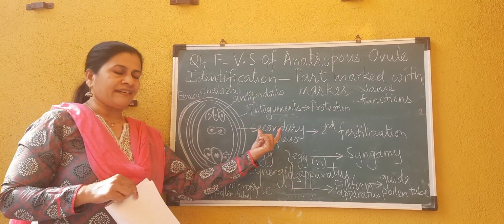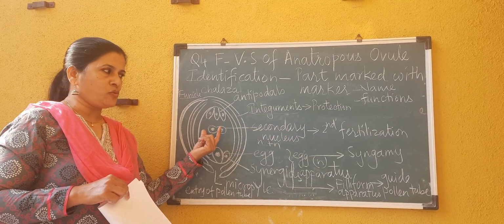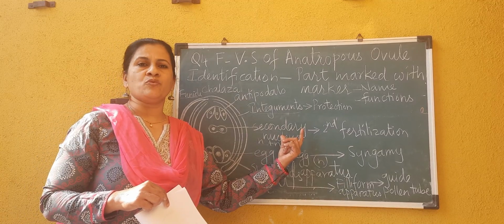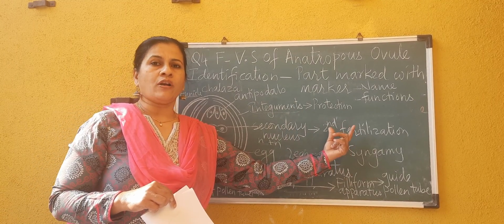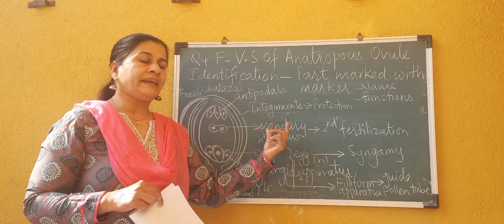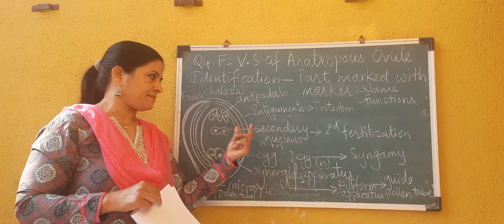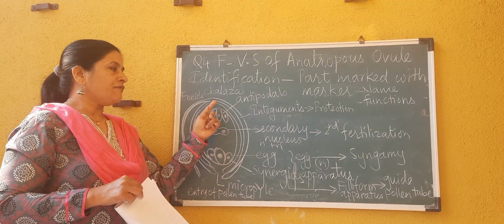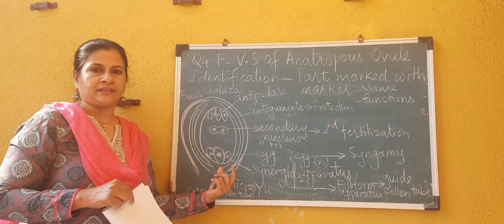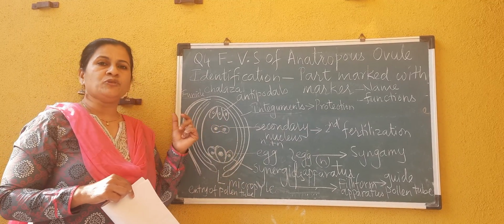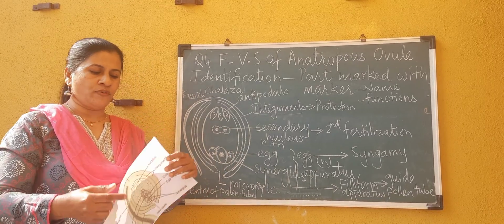Then in the center there is the secondary nucleus, which is made up of 2 haploid nuclei. The secondary nucleus participates in second fertilization or triple fusion and leads to formation of the primary endosperm nucleus. The function of the chalazal end is to produce two integuments covering the nucellus or embryo sac. So these are the parts of the ovule.